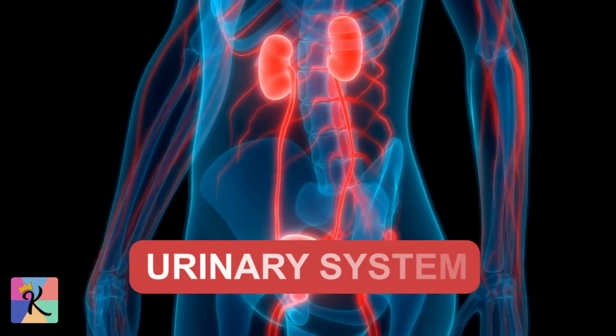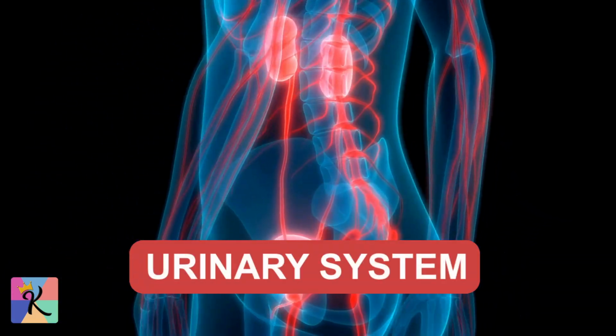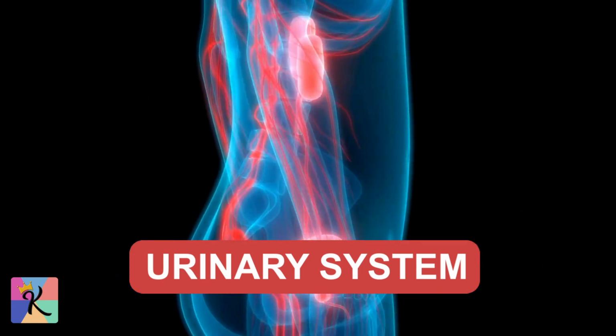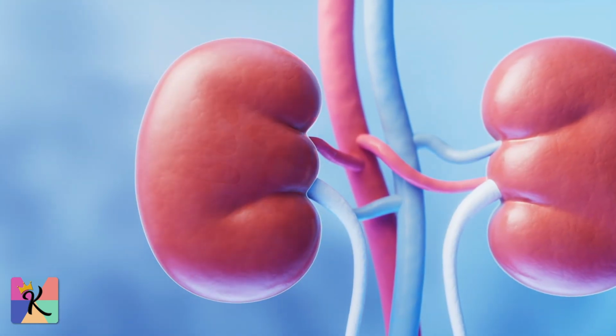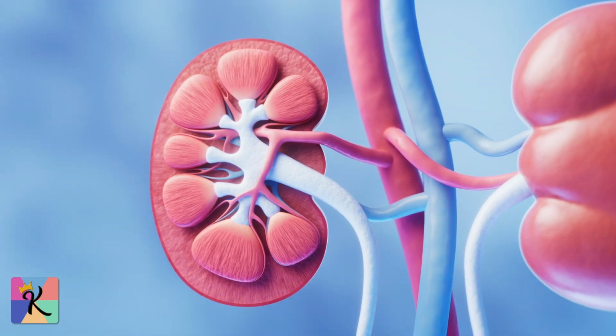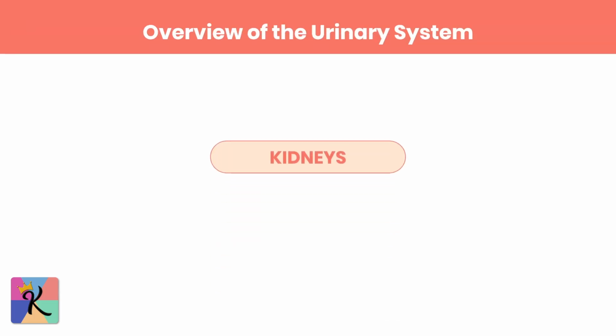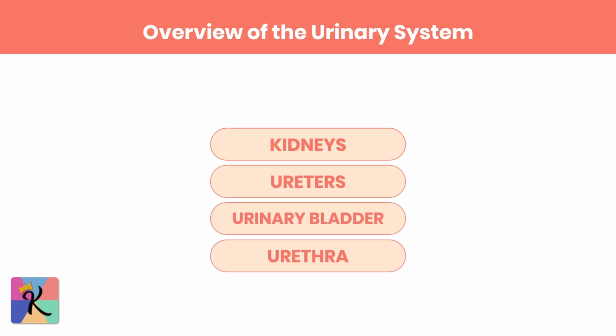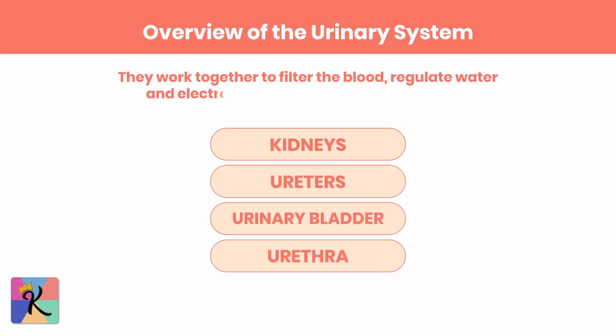Alright, so today we're exploring the urinary system, one of the body's critical filtration and waste management systems. By the end of this video, you'll understand how the urinary system removes unwanted materials from the blood, stores waste, and eliminates it from the body. Let's dive in. The urinary system consists of the kidneys, ureters, urinary bladder, and urethra, working together to filter the blood, regulate water and electrolytes, and remove waste as urine.